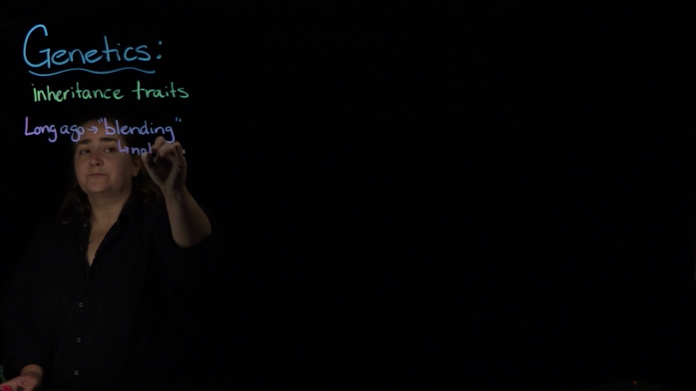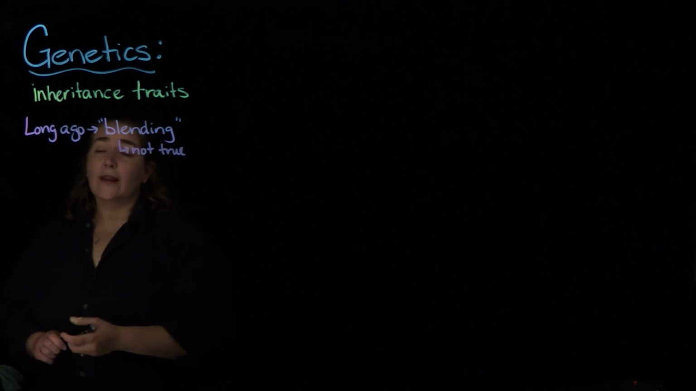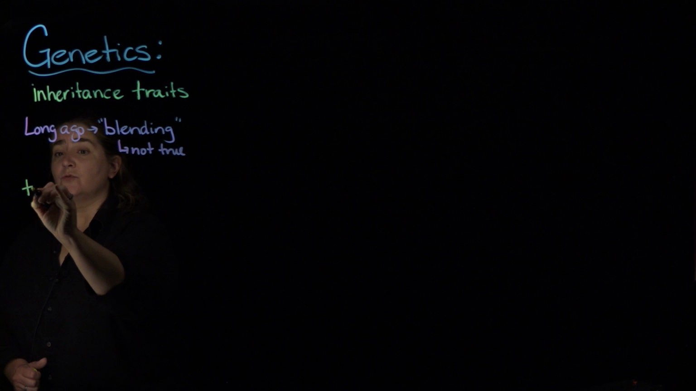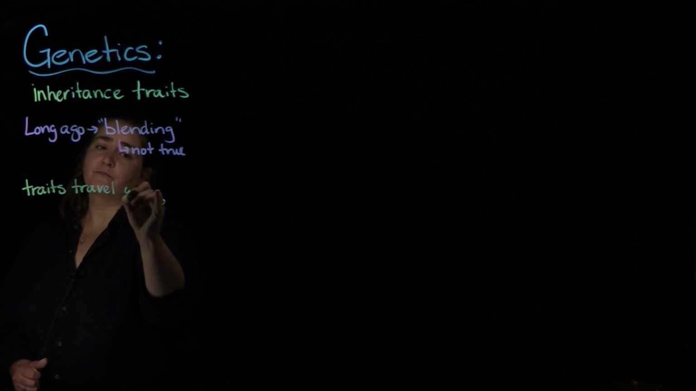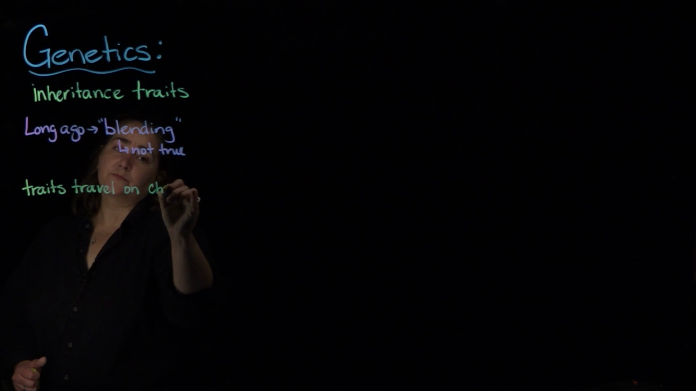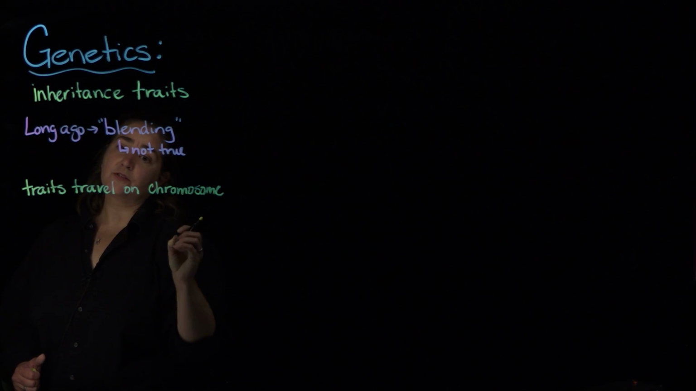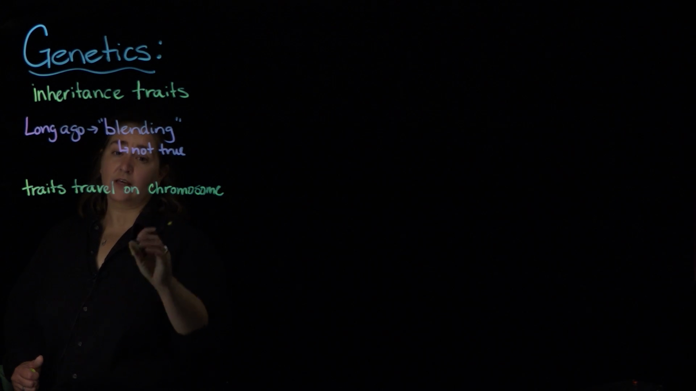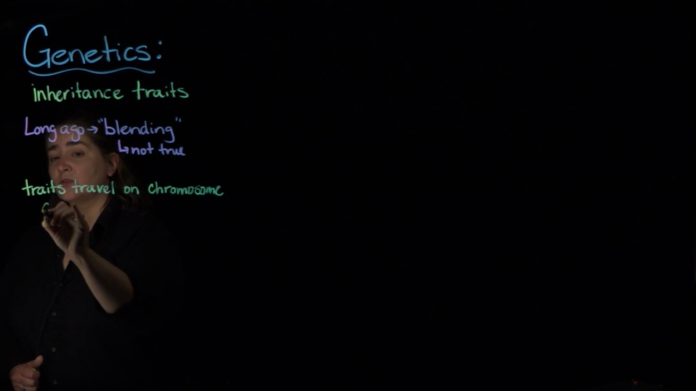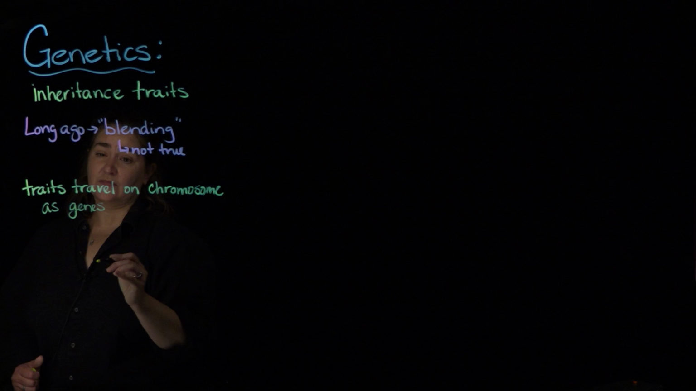Turns out that part's not true, okay? What happened, all right, those traits are going to travel on chromosomes. So this unit is going to kind of tie into the previous units we've been talking about with DNA and cell division when we're talking about the chromosomes and how they segregate, okay? Those traits travel on chromosomes as what we now refer to as genes, okay?